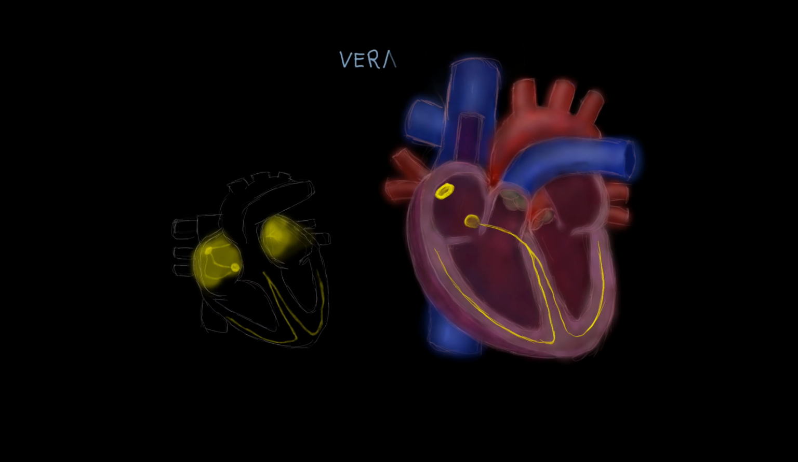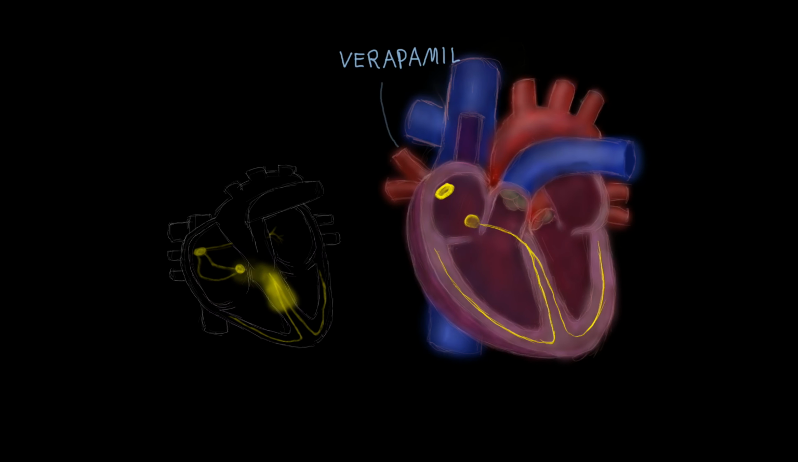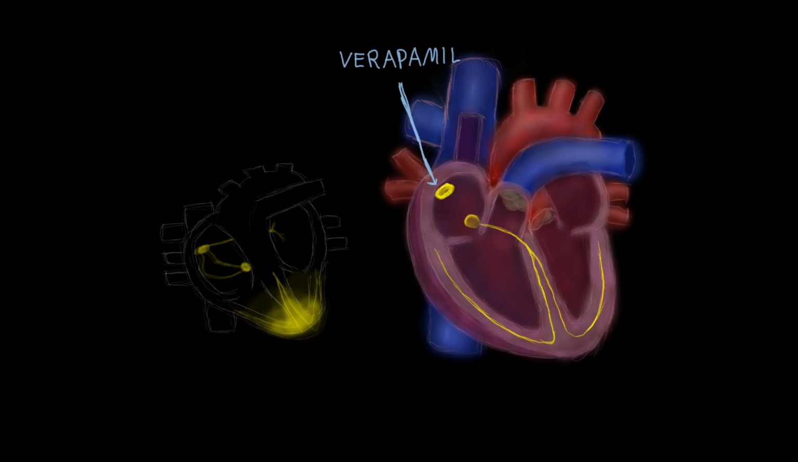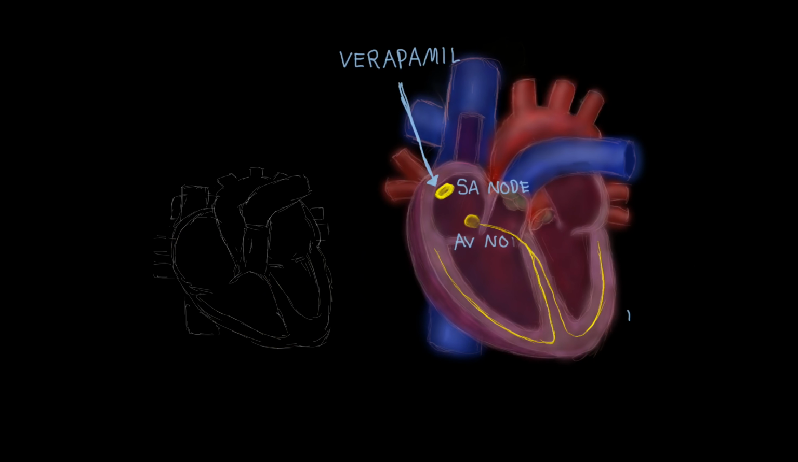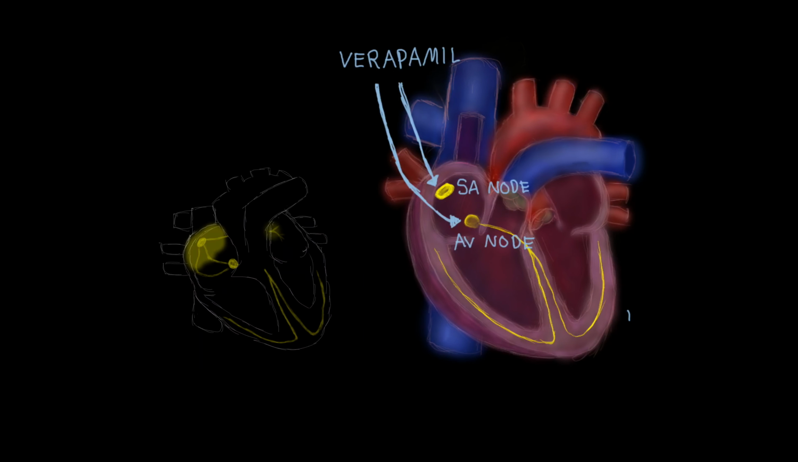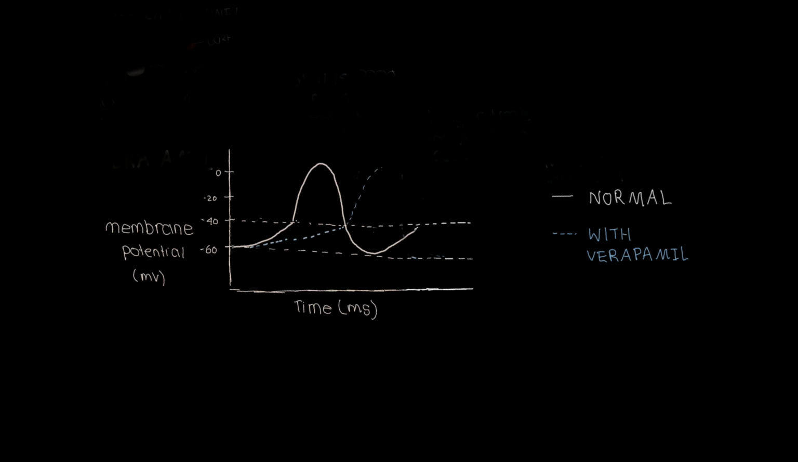As verapamil affects SA node discharge, it slows the rate of automaticity, or in layman's terms, it slows down your heartbeat. Verapamil is also particularly important in the AV node I mentioned earlier. This is as after an action potential is generated, it will take longer for the membrane potential to decrease and return to its resting state. This phenomenon is known as repolarization.